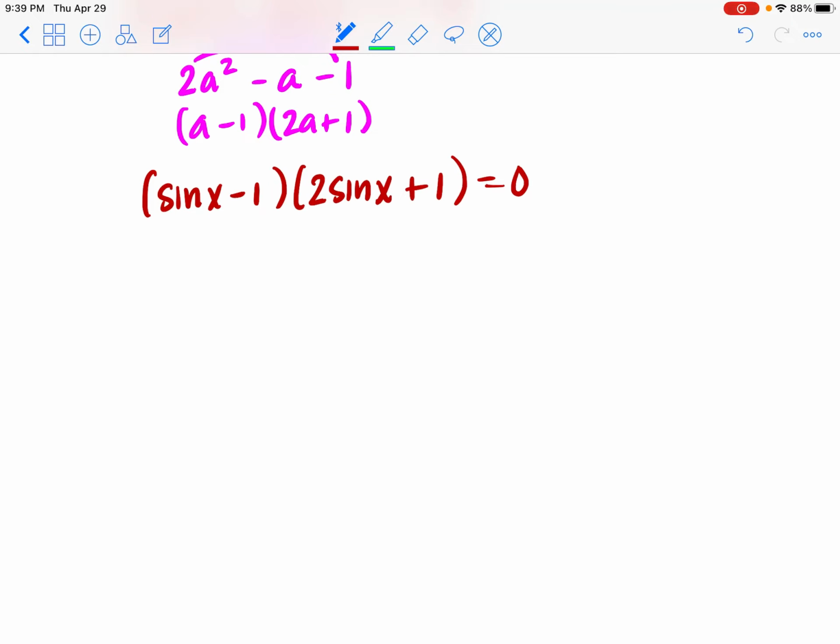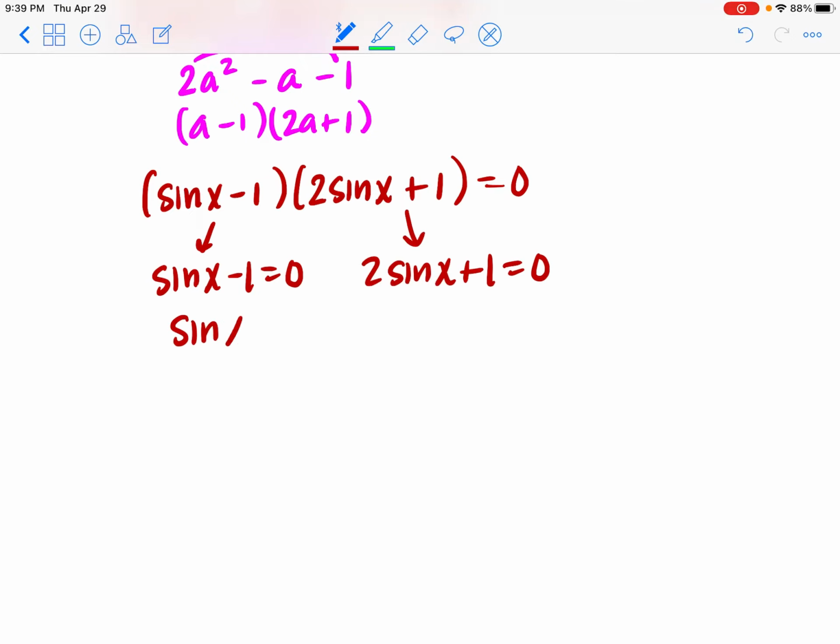And if I can make each of those factors equal to 0, then I can make that entire equation equal to 0. So we want to know, where is the sine of x minus 1 going to equal 0, and where is 2 times the sine of x plus 1 going to equal 0? Or where is the sine of x going to equal 1? And over here, if I subtract the 1 and divide by the 2, where is the sine of x going to equal a -1/2?